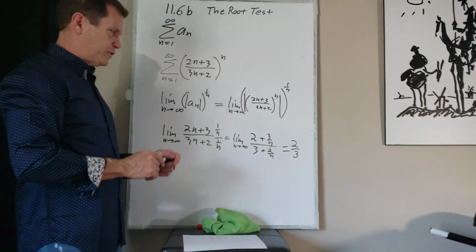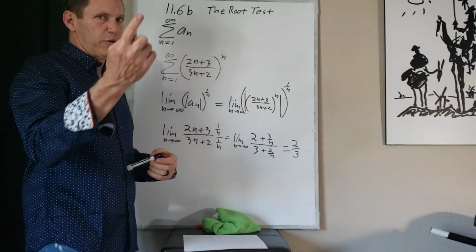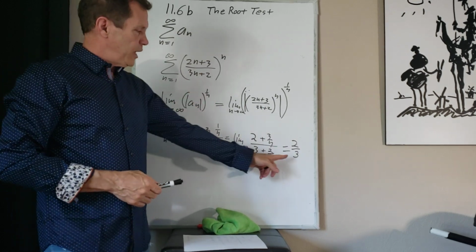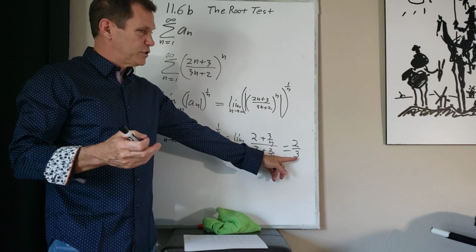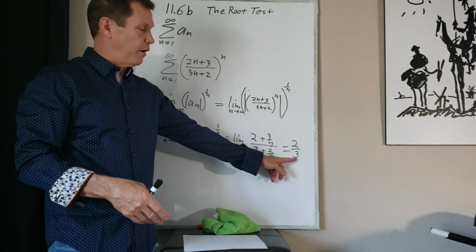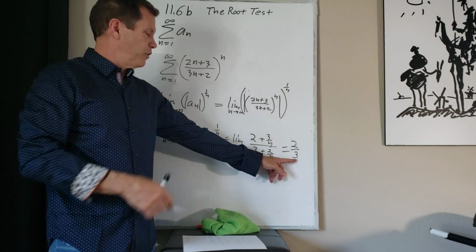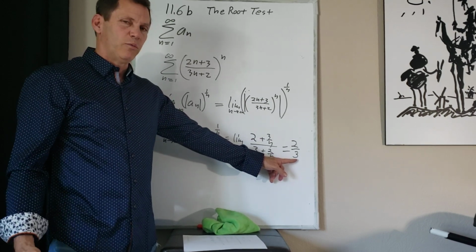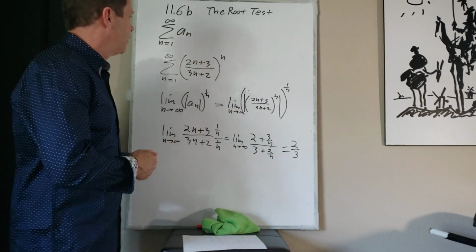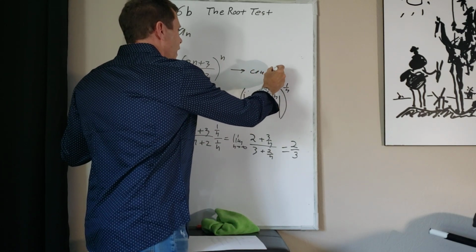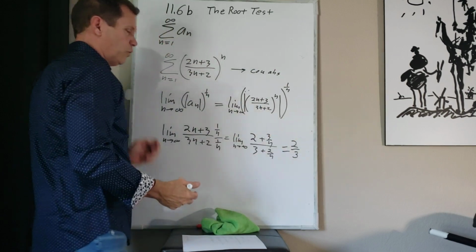If it's 2/3, what are you going to do? Remember the stuff we did on the ratio test. It's the same here. If you do this and your limit of the sequence part, when you take the nth root, goes to a number, if that number is less than 1, the original thing converged absolutely, since 2/3 is less than 1.